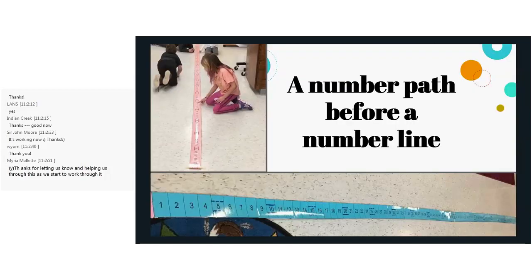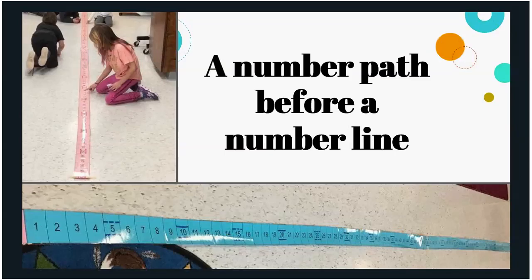A number path and a number line. What's the difference, you ask? A number path is a count model, and the numbers are represented by a rectangle, and each rectangle can be counted. Whereas a number line is a length model, and each number is represented by a tick and its length from 0, from one tick to the next.